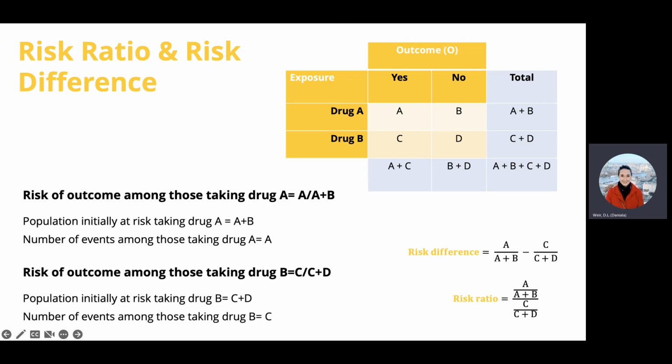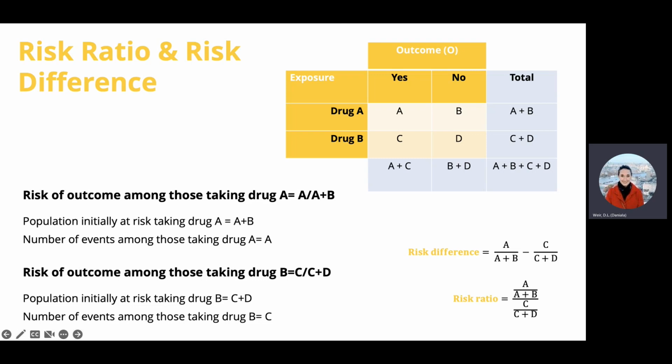So again, we're going back to our 2x2 table here, where we have the exposure status on one side and the outcome status on the other side. And if we want to calculate a risk ratio to determine whether the risk of the outcome is higher among those taking drug A compared to drug B, what we need to do first is calculate the risk of the outcome among those taking drug A.